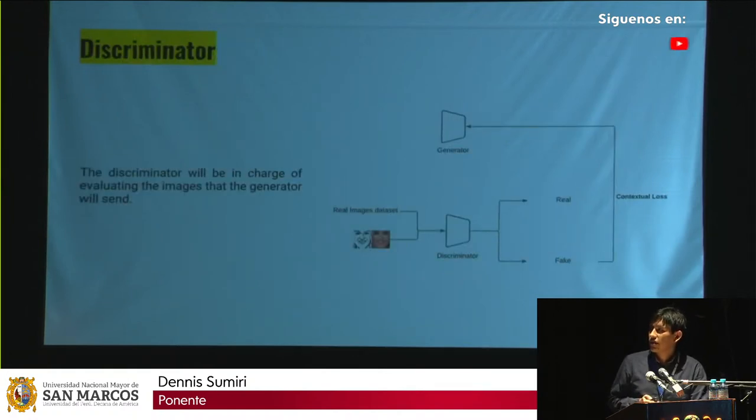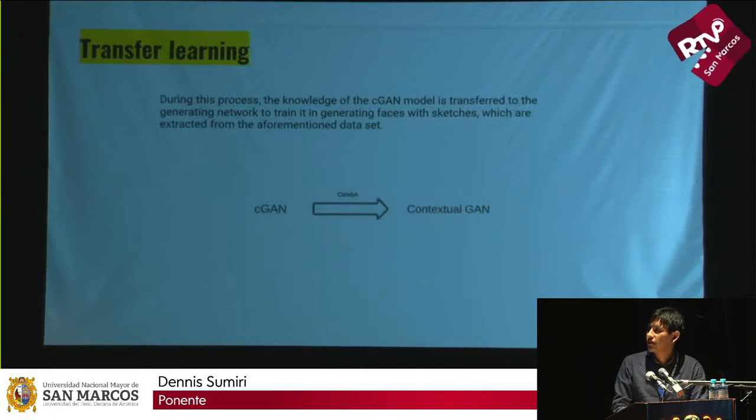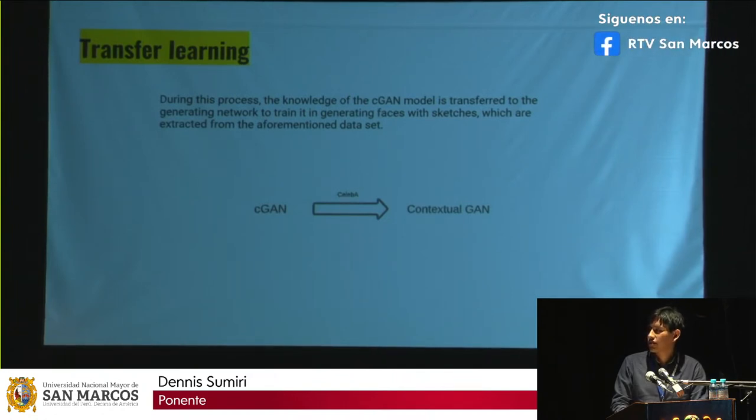Then I will send this as an input for the discriminator, that will take a real image from a data set. It will compare it with the new image that I'm generating in the previous phase. So it will decide whether the new image is real or fake. After that, if the image is fake, I will apply a contextual loss to the generator to improve the generation of the new images. An extra step I am using is transfer learning, as I mentioned, to reduce the cost of the resources and time. I transfer the learning from a contextual GAN that is trained generating faces from a sketch. So I pass these weights from this model to a contextual GAN that I am using.